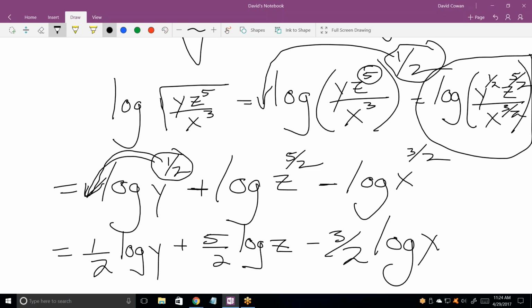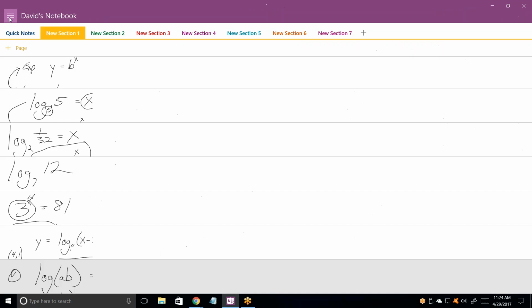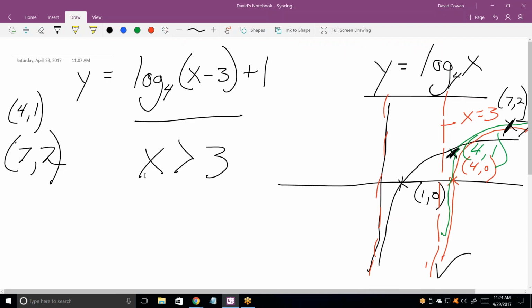Is that log sub y, like log base y, or log of y? No, the fact that they did not give a b means it's log base 10. And these rules only work if it's the same base. Right. Yeah, I knew that.